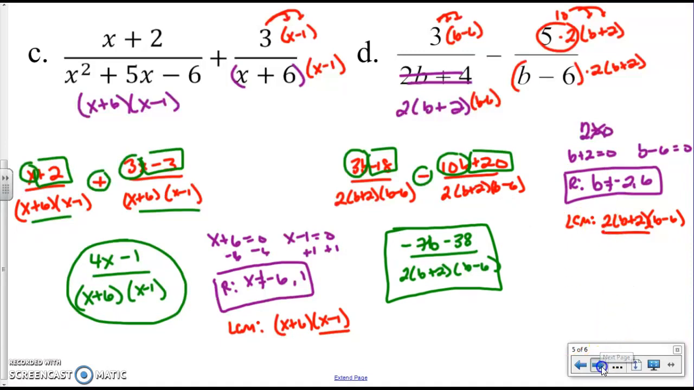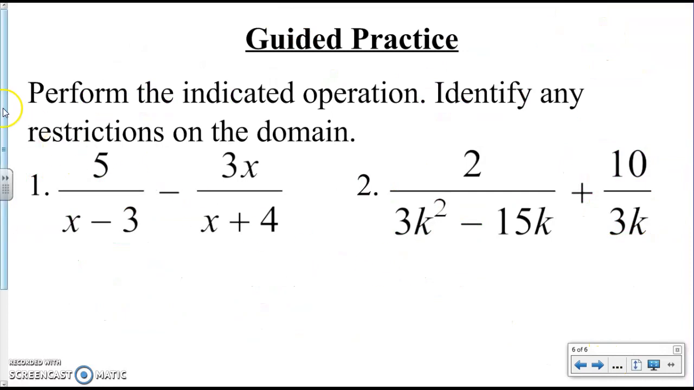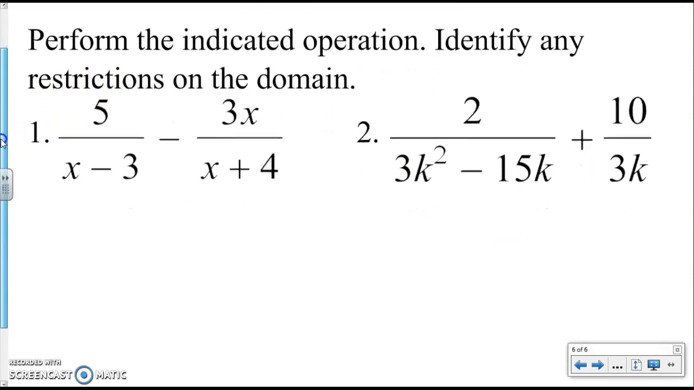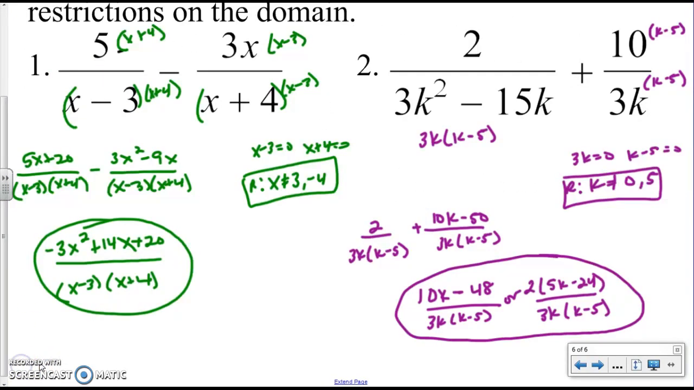Go ahead and try the next two on your own. Hit pause, because I will do them. And then when you are ready, hit play to check your answers. I'm just going to leave this up here for a second so you can check my work and see where I did everything there. Number 2, you can actually give me either of these two answers, because when I factor, I can't simplify anything.